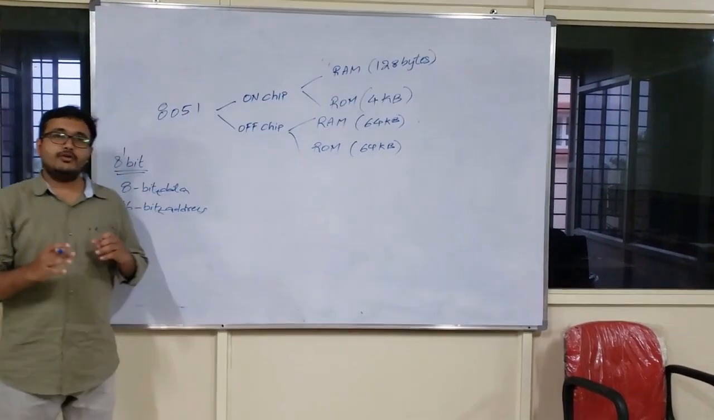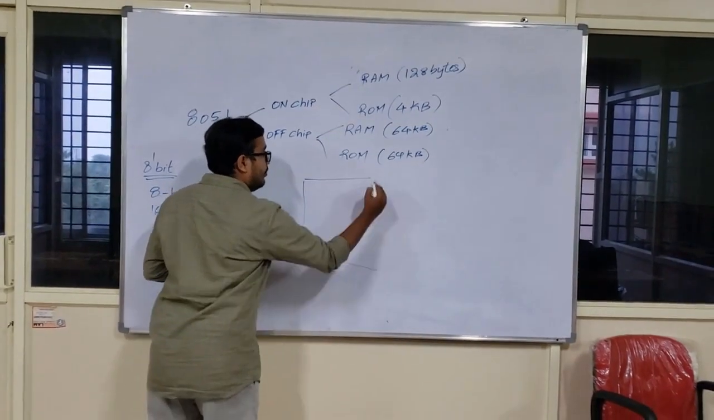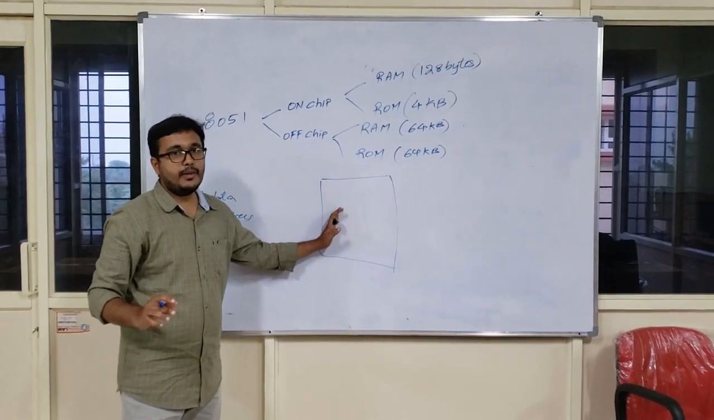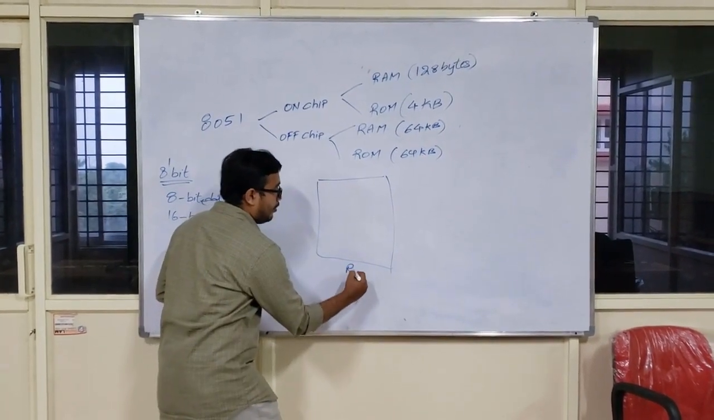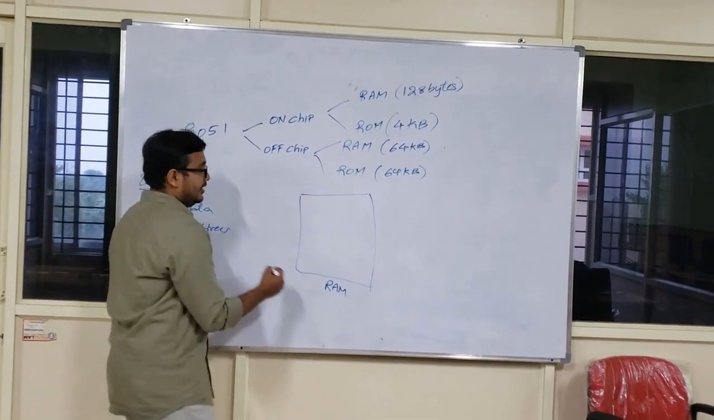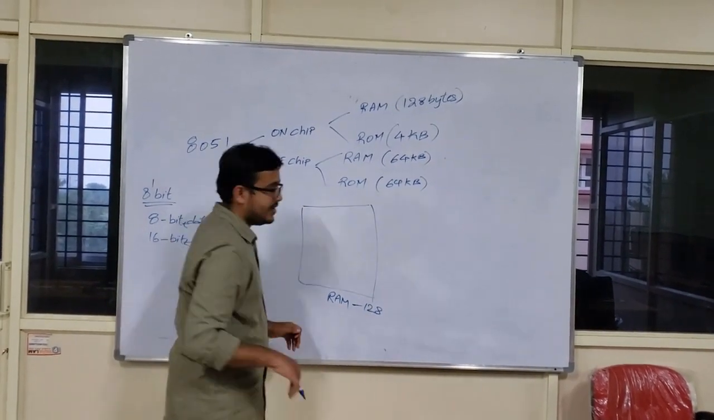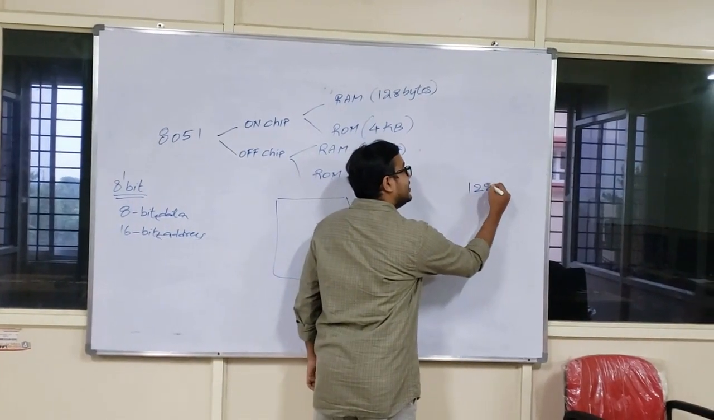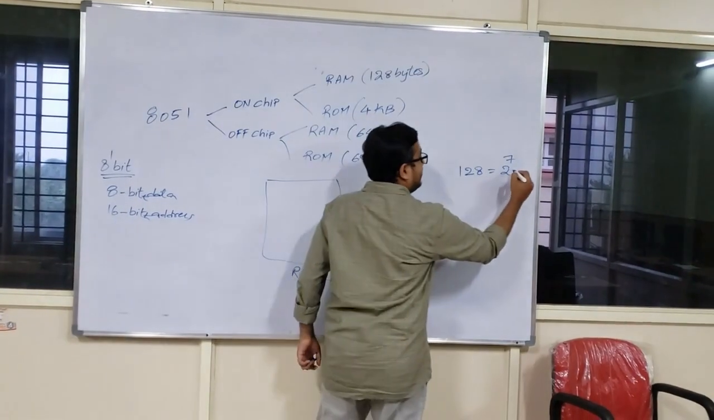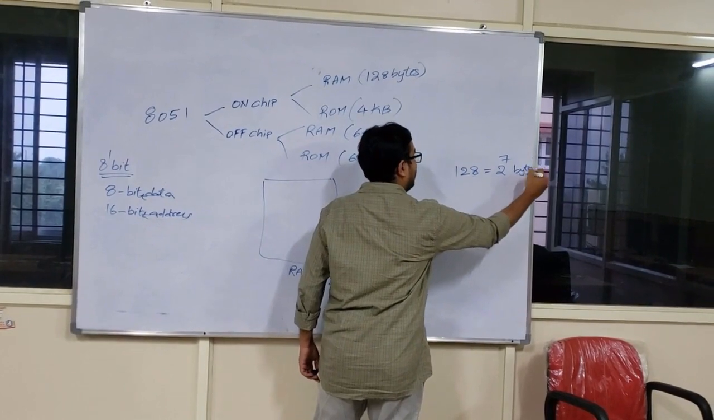Memory means we are going to access some location in a given memory unit. Say this is my memory block, my RAM block. What is its starting address location and what is its ending address location? This RAM is of 128 bytes capacity. So 128 bytes is nothing but 2 power of 7 bytes. I am going to write it like this.